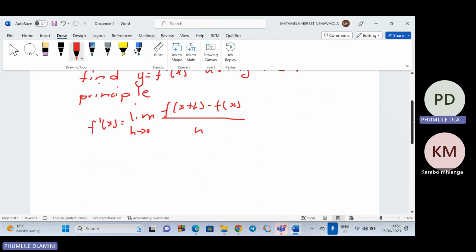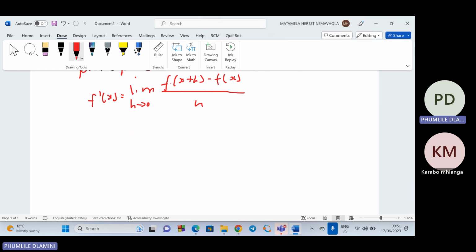Now we're going to substitute where there is f of x plus h. Remember our f of x equals x squared. So this is the same as the limit when h approaches 0 of, where there is f of x, remember it is x squared, so inside the square we are going to put x plus h, which is (x plus h) squared, minus f of x, which is our x squared, over h.